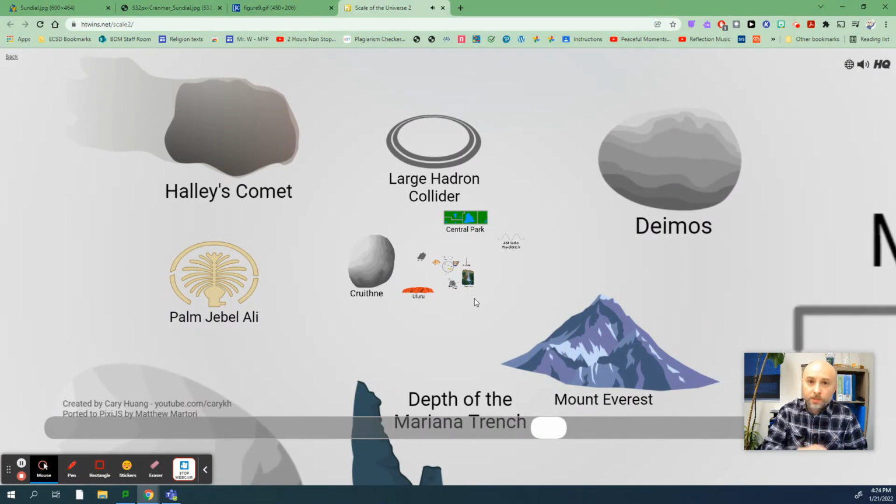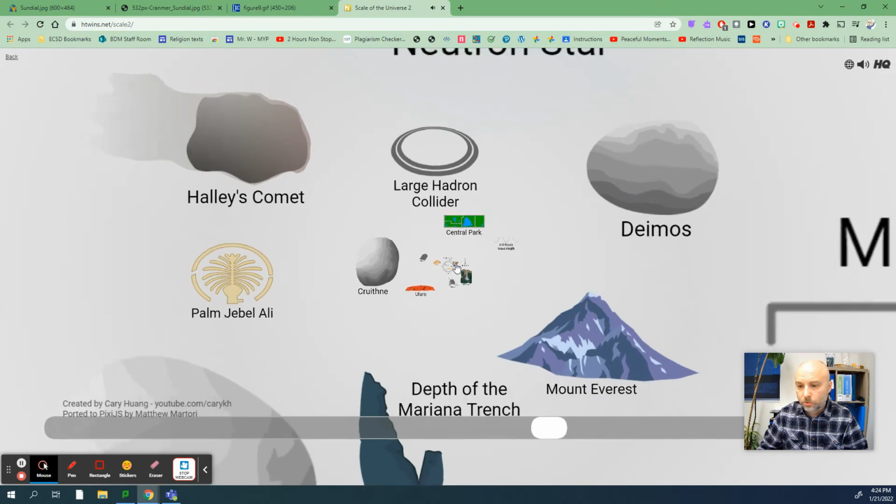Halley's Comet is visible from Earth, I think, once every 30 years or so. You can see it. But generally speaking, comets are quite small. Deimos, I believe, is the moon for Pluto, so Halley's Comet is about the same size. It's a very small moon.